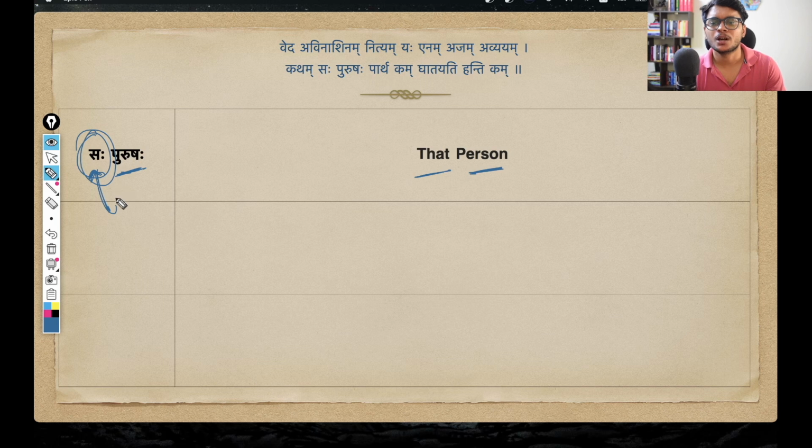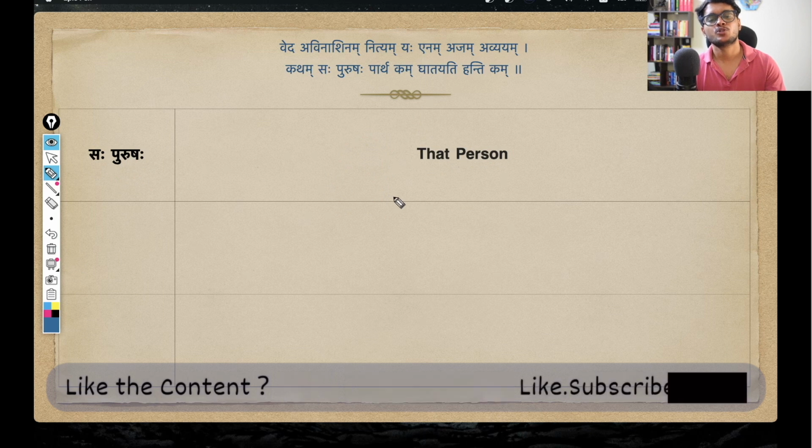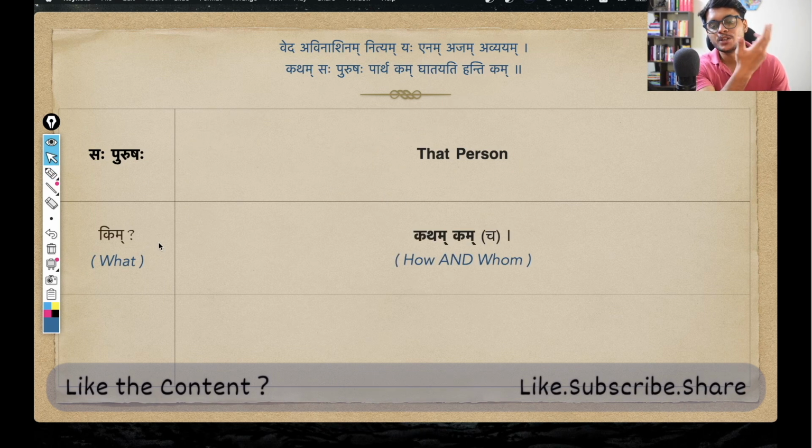See, if this Saha was alone, without this Purusha, then I would have translated it as he, because then that is what I mean. Saha karyam karoti. He does the work, right? But when I say Saha Purusha karyam karoti, then I will say that that person does the work. So both of them are representing the same thing, but based on the context, this is how we will change the way they are written. So Saha will denote he or that based on the way we are using it in the sentence. Sahapurusha, that person. So Krishna is talking about that person, one who has realized the true nature of self.